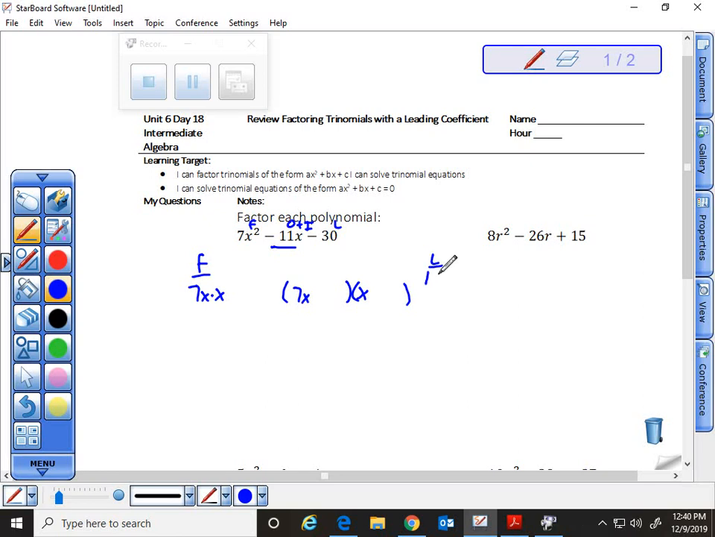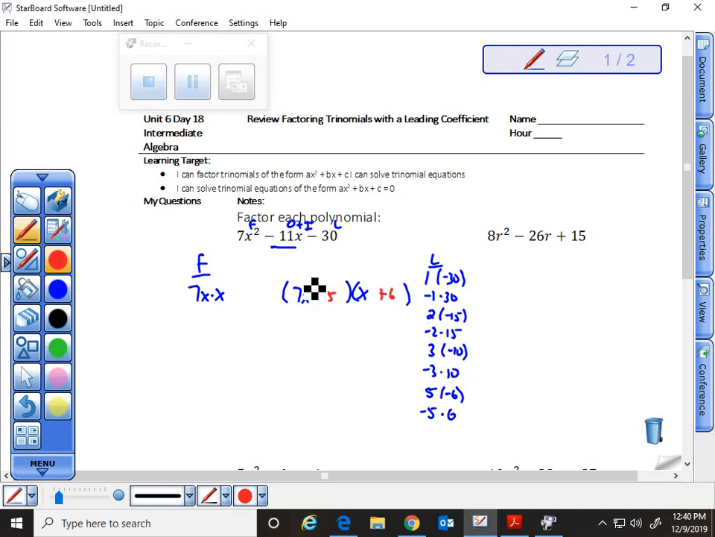So 1 times negative 30, or vice versa, negative 1 times positive 30, 2 times negative 15, or negative 2 times 15, 3 times negative 10, and negative 3 times positive 10, as well as 5 times negative 6 and the reversal of that. Alright, so with all that said, we don't know which one's going to work, so we have to try a few of them. Let's go with the negative 5 and 6.